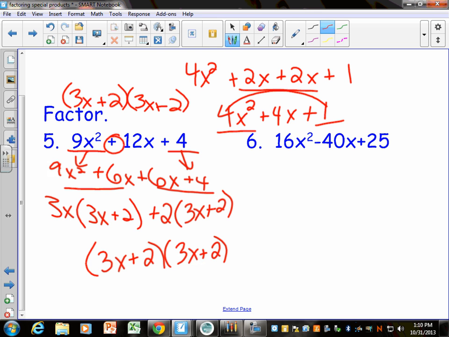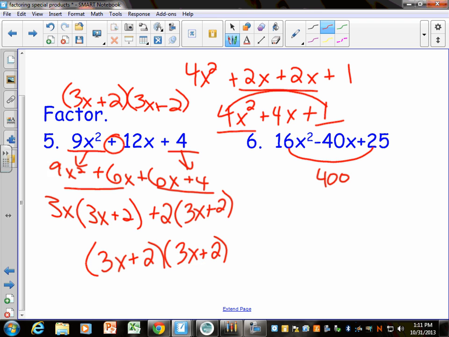Do you have to do it that way? No. Why would you maybe want to do it that way? Look at number 6 right here. What if this was a problem on your homework? You would have to start by saying 16 times 25, which is what? 400, which is not impossible to do, but it's a lot bigger number. And you'd have to say what multiplies to give me 400 that adds to give me negative 40.